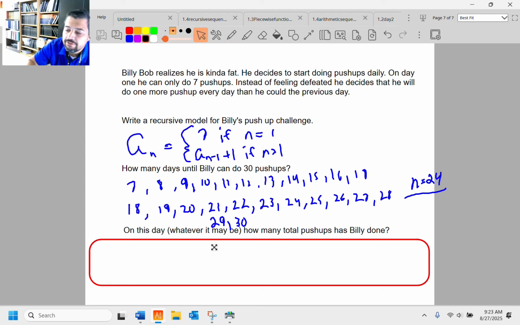On this day, whatever it may be, how many total push-ups has Billy done? So we are taking his first day of 7 all the way to his last day of 30, and we are adding them together. And it turns out that Billy has done 444 push-ups on his quest to fitness. And if Billy keeps that up, in a couple of months, he'll be in great shape.